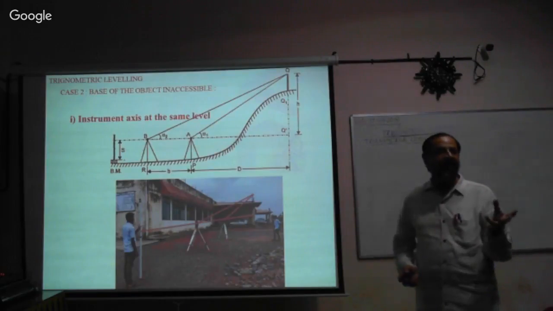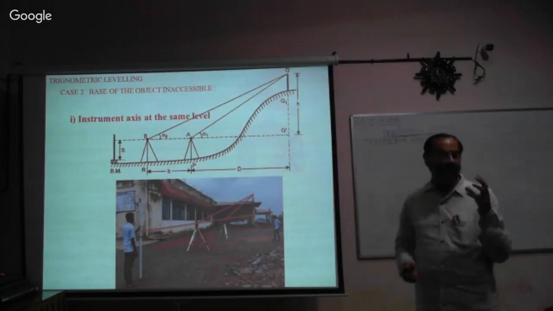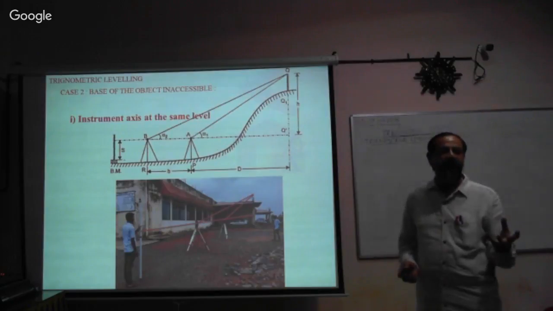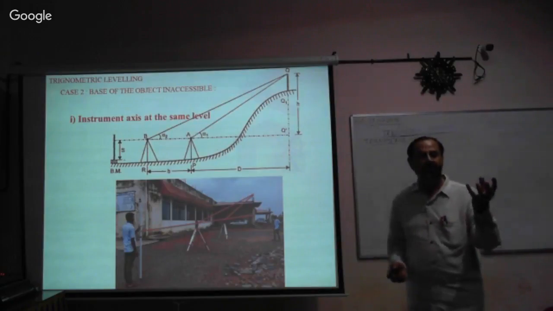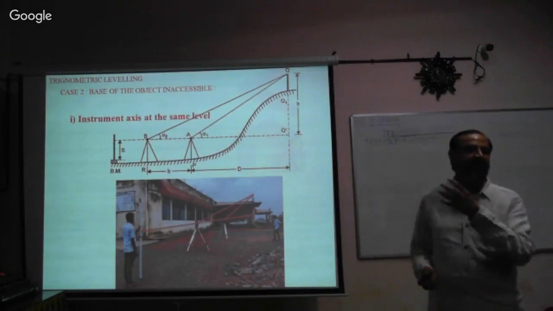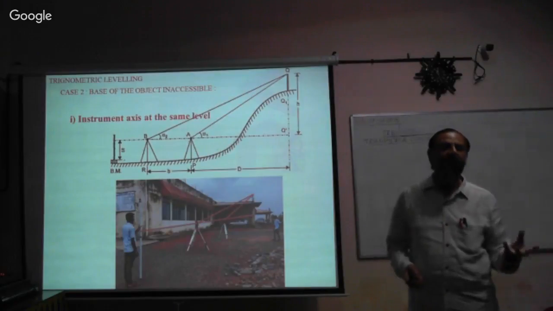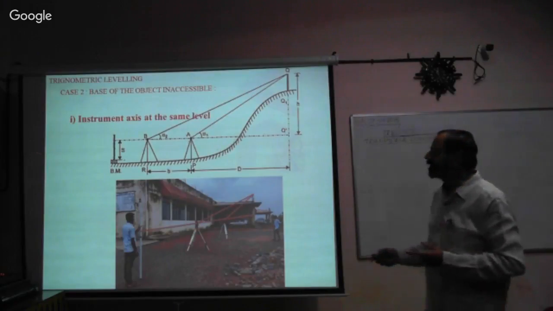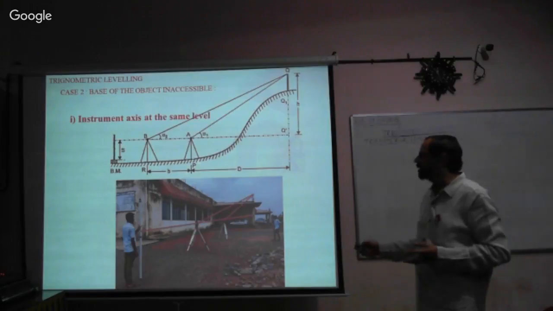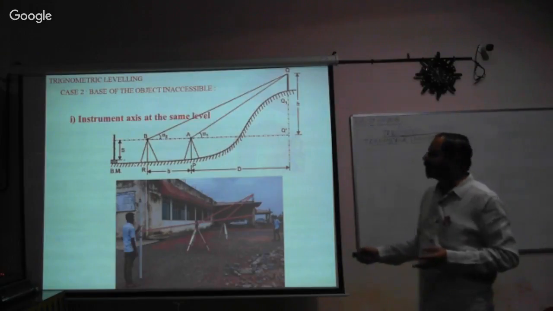Now, depending upon the convenience, where you are conducting this experiment, or where you are measuring the elevation, and based on the space available and the instrument with you, you decide the distance between the first instrument station and the second instrument station. Now this is designated as B.